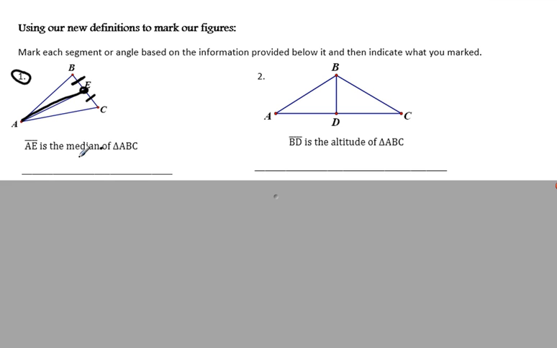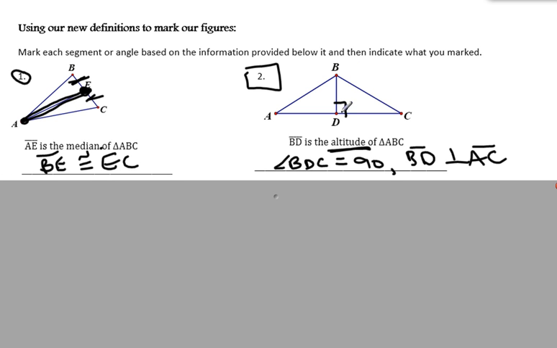Now what did I mark? I'm going to write that down here. I marked BE congruent to EC because a median connects a vertex to the opposite side at the opposite side's midpoint. Alright, so you try number 2. If number 2 is a triangle with BD as the altitude, what should I mark on this triangle? Pause the video and see if you come up with what I do.